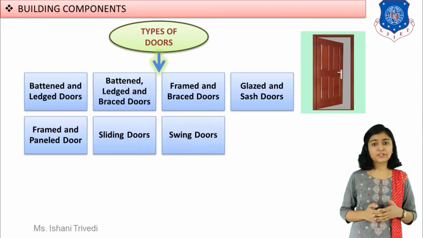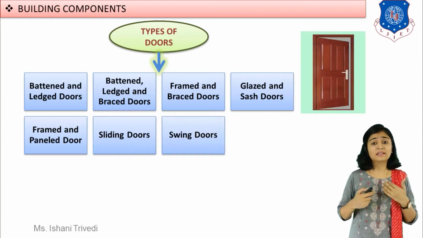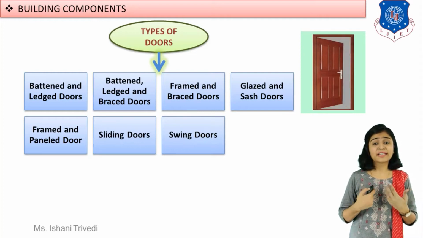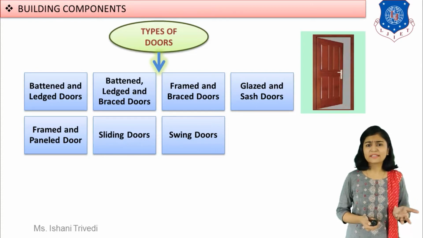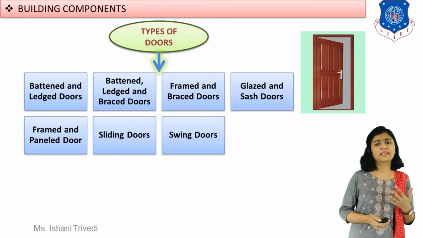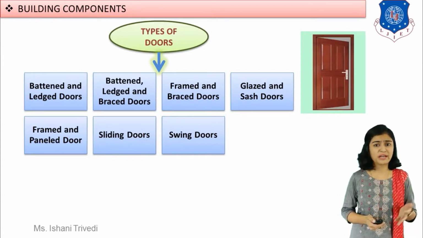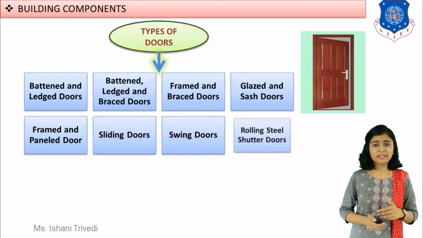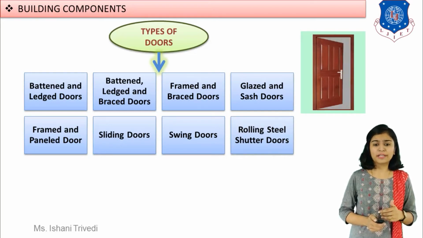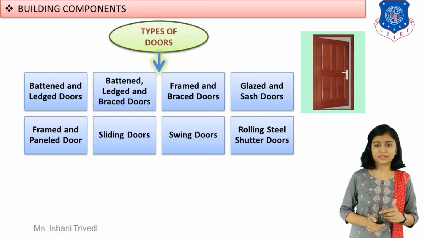Next you have swing doors. You have seen the doors, they are generally hinged and they swing, the swing doors. I think you can say that swing doors are provided in police stations. You would have seen how the door keeps swinging and at a point it becomes stable and closed. Next you have rolling steel shutter doors.